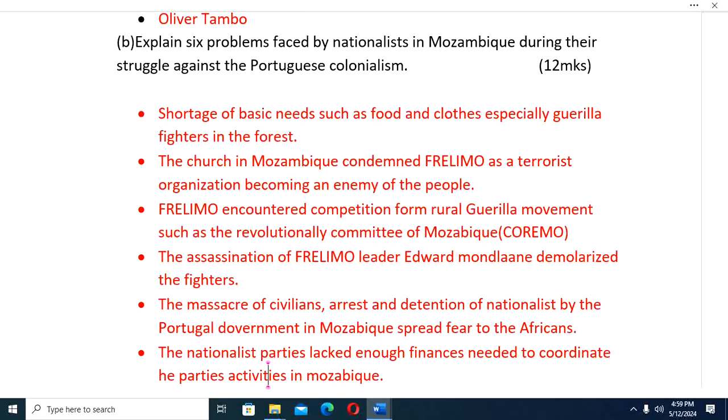Next, the church in Mozambique condemned Frelimo as a terrorist organization, becoming an enemy of the people. Next, Frelimo encountered competition from rural guerrilla movement such as the Revolutionary Committee of Mozambique, Coremo. Next, the assassination of Frelimo leader Edward Mondlane demoralized the fighters.